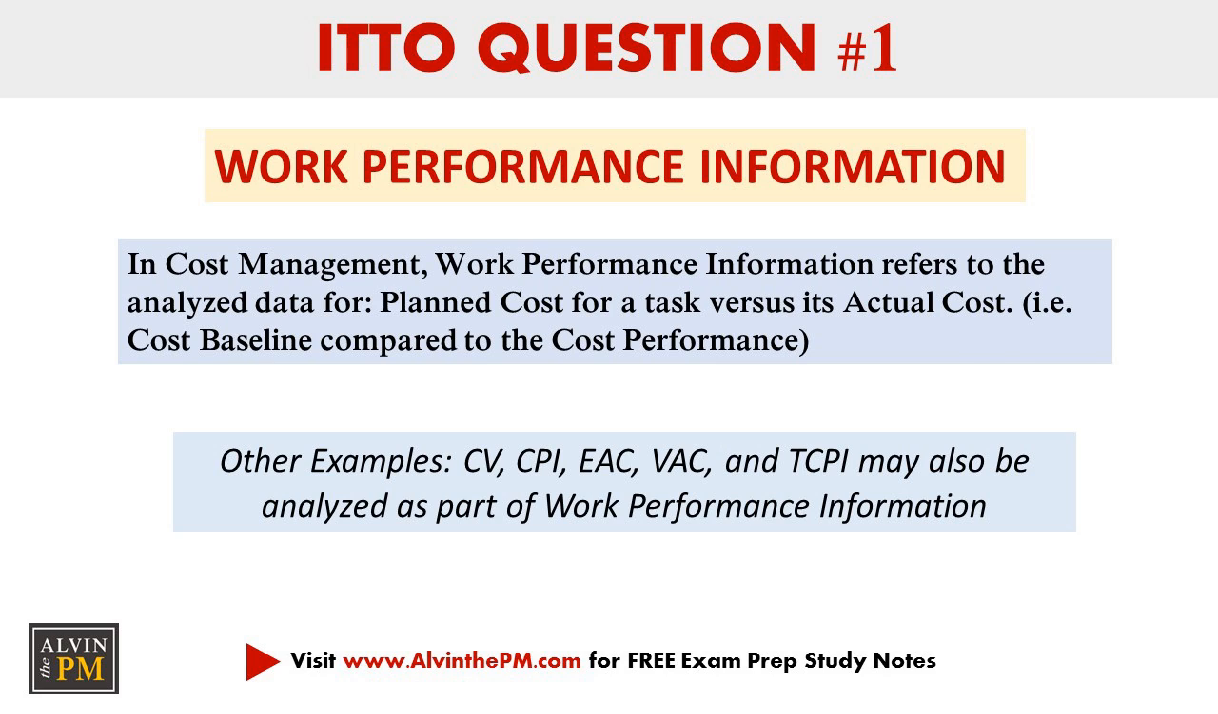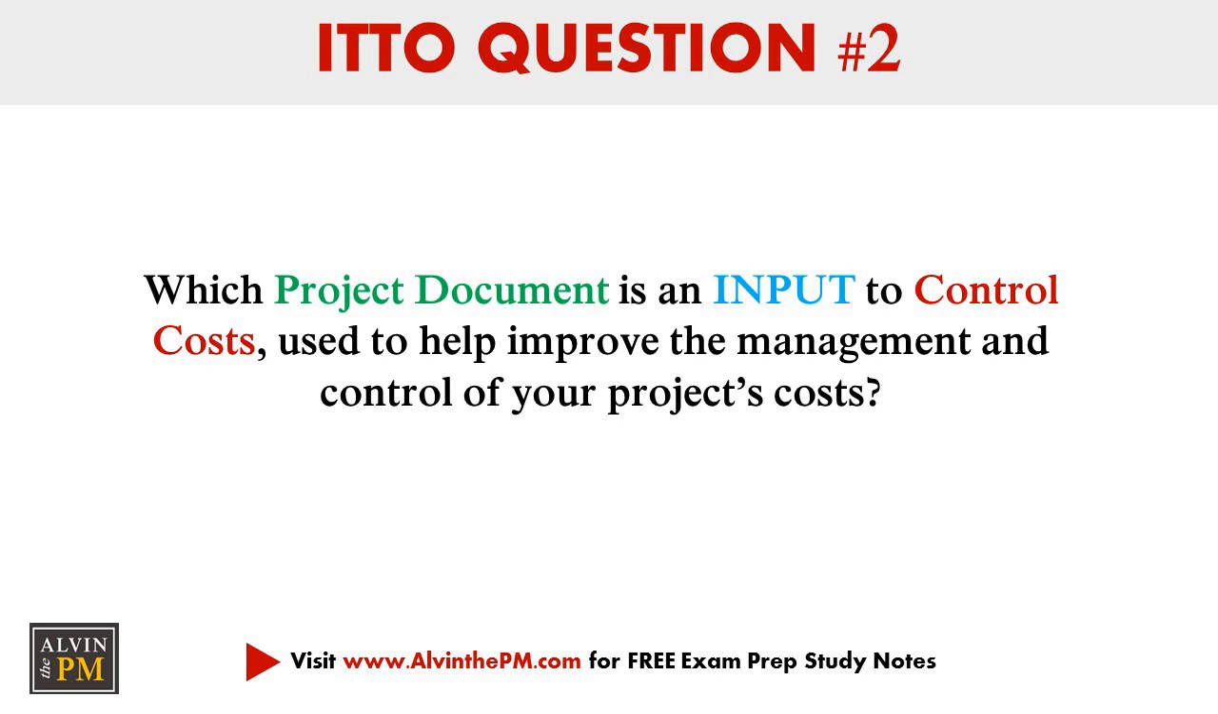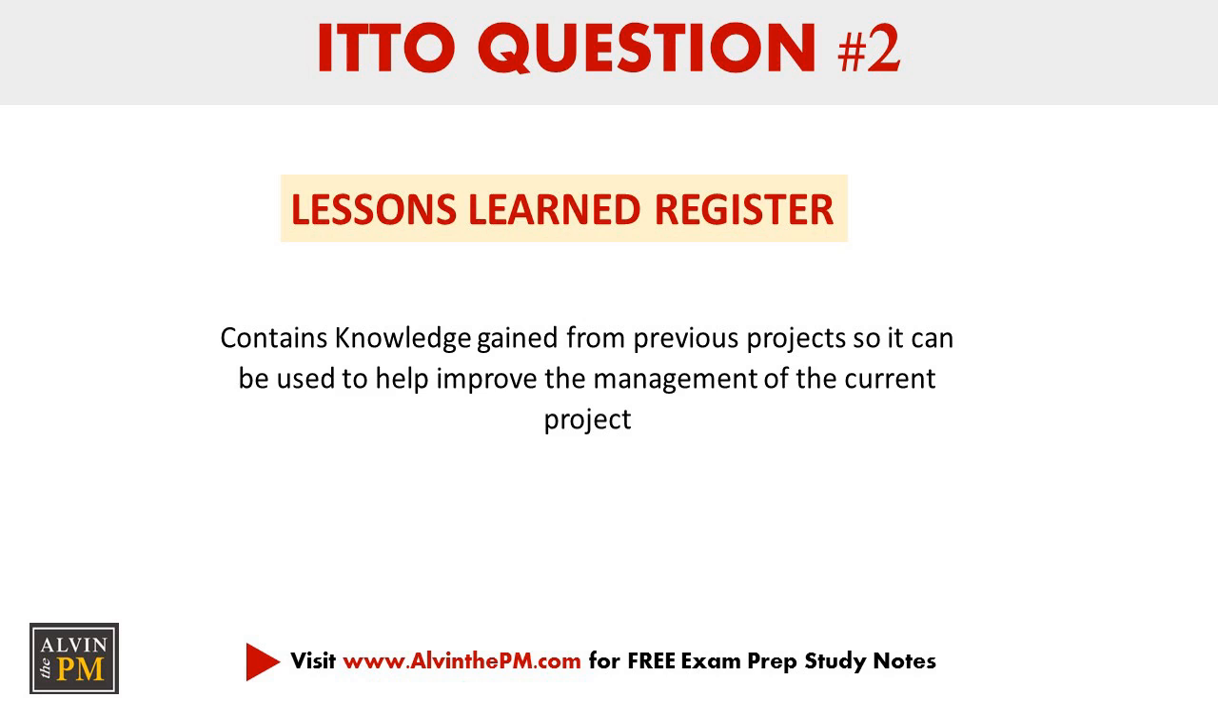On to question 2. Which project document is an input to control costs used to help improve the management and control of your project's costs? The correct answer is the Lessons Learned Register because it contains knowledge that's gained from previous projects so you can increase the likelihood of your project's success with regards to managing your project's budget and costs.